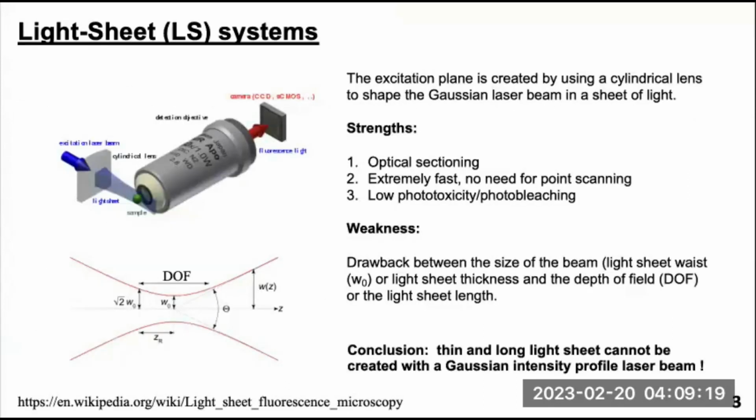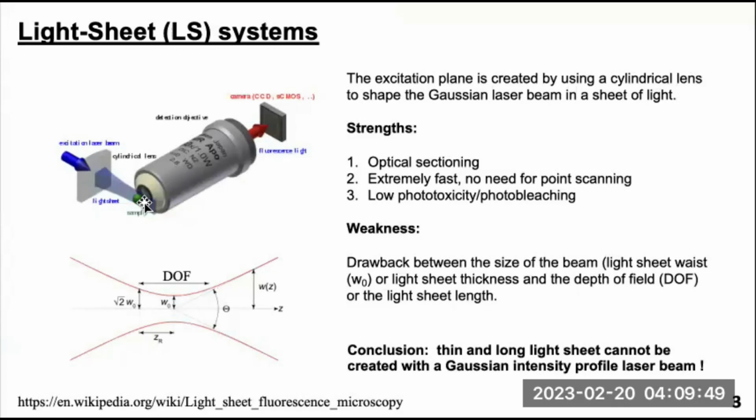in light sheet microscopy, the excitation plane or the light sheet is created by focusing a Gaussian intensity profile laser beam in one dimension using a cylindrical lens as illustrated here. The advantages of light sheet instruments are the optical sectioning capability, speed, and low photobleaching or phototoxicity for biological samples.